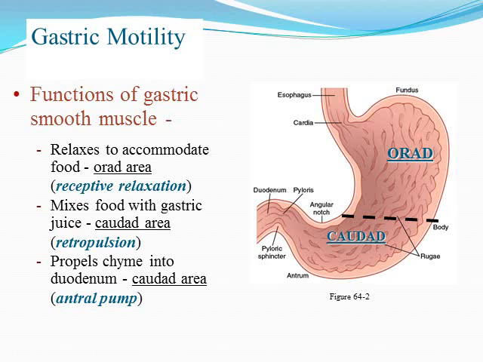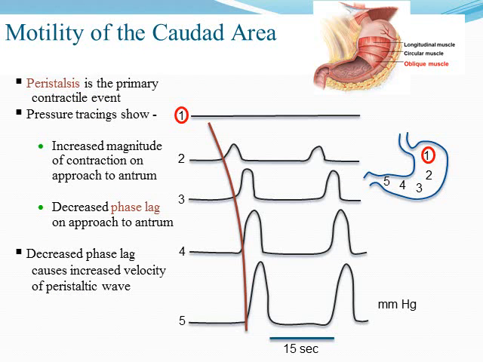So the orad receives the food. And it needs to be able to relax, so you need relaxation of that muscle. And then you need movement of that food down into the caudad so that it can allow for mixing within the caudad. And we also see, down in the caudad or in the antrum region, a lot of the cells that are secreting the HCl and the pepsinogen, that is the enzyme that will allow for digestion to occur.